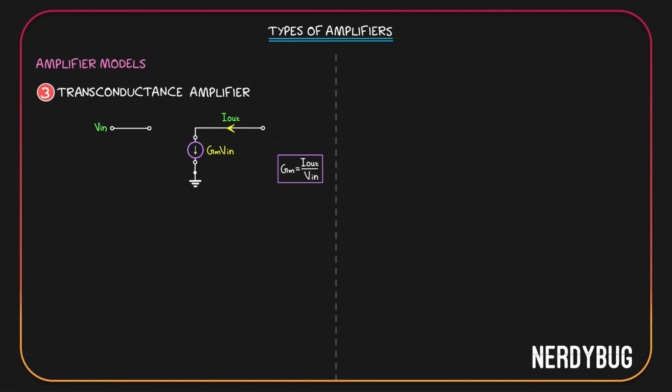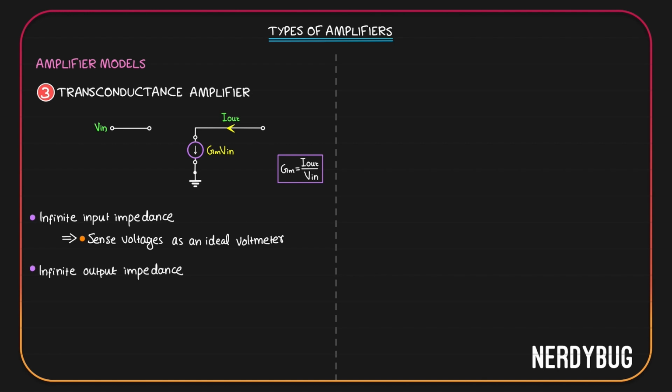So transconductance amplifier has infinite input impedance that will make it sense voltages like an ideal voltmeter. It also has infinite output impedance, which means it will serve as an ideal current source. Output will be Gm multiplied by input voltage.